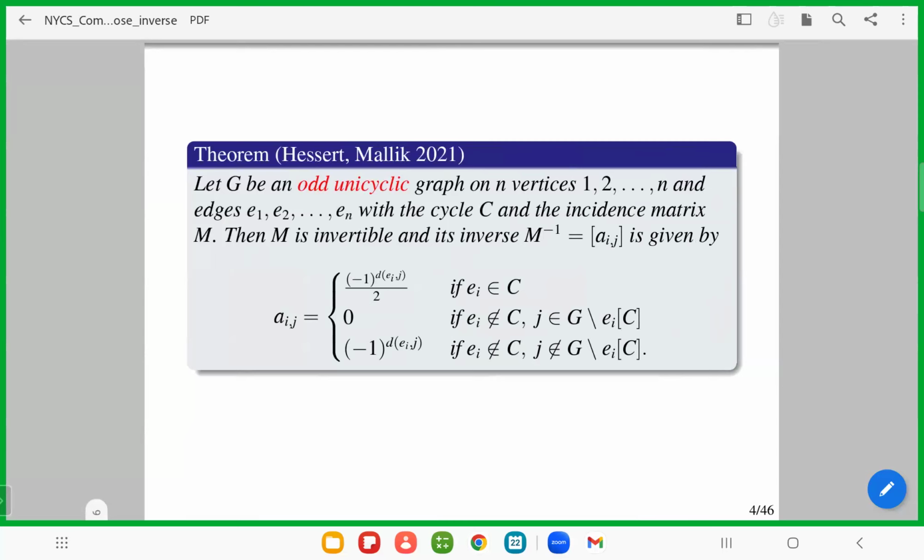And if the edge is not in the cycle, then you delete the edge e_i and look at whether the vertex j is in the part where the cycle is, then the entry is 0, and so on. So this is the combinatorial expression for the inverse of the incidence matrix.